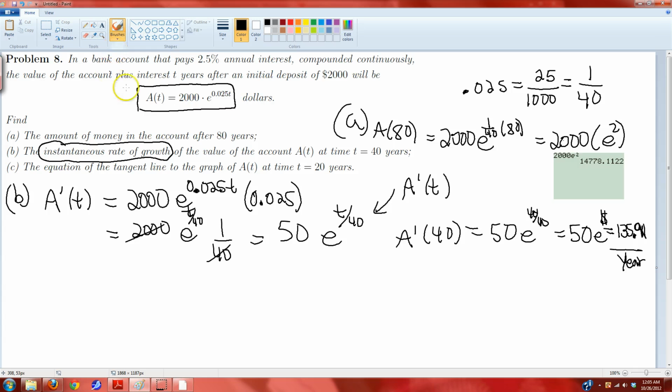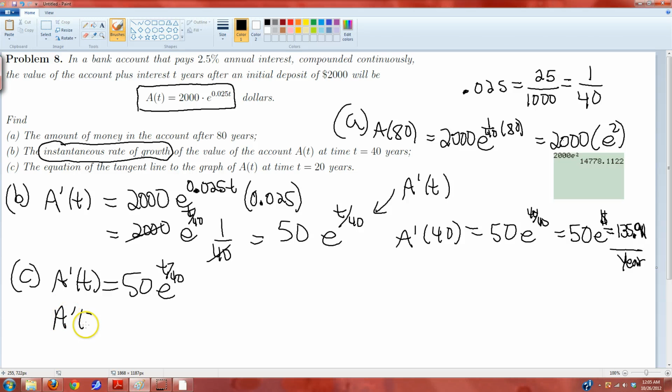And then finally, part C, the equation of the tangent line. So we have the derivative at any time t is 50e to the t over 40. Plug in now t equals 20. So that's 50e to the half, because 20 over 40 is a half. 50 times the square root of e. That's the slope of the tangent line.